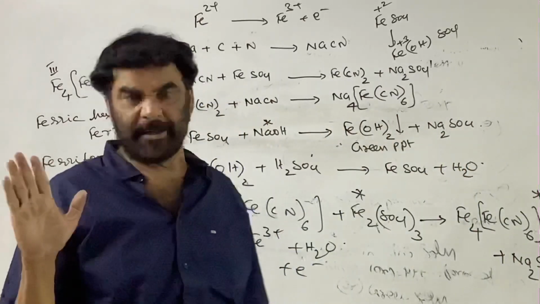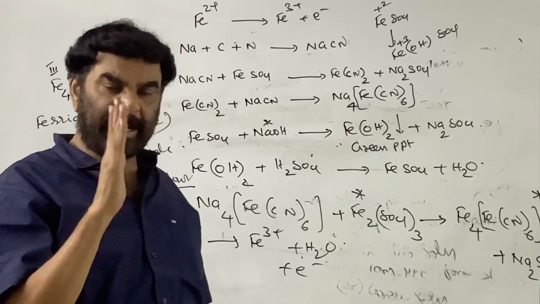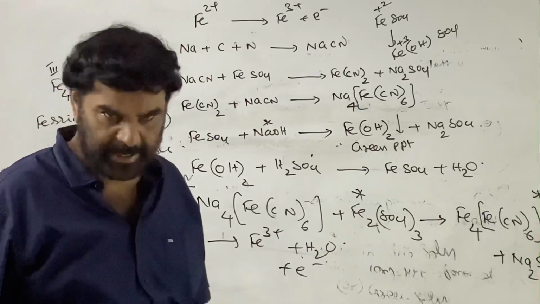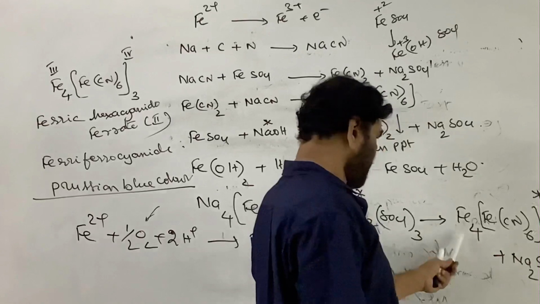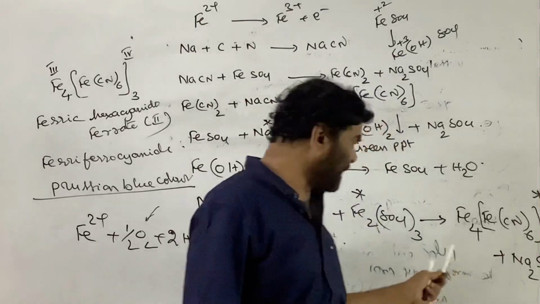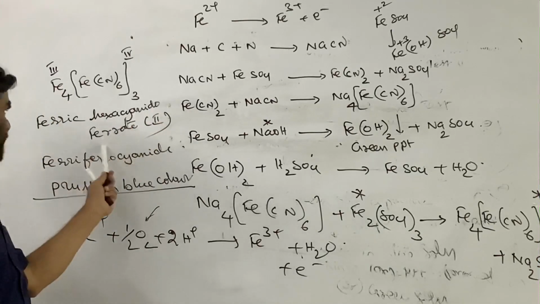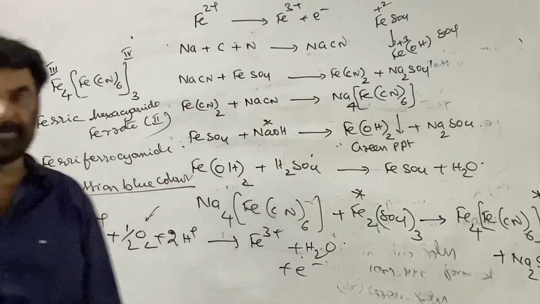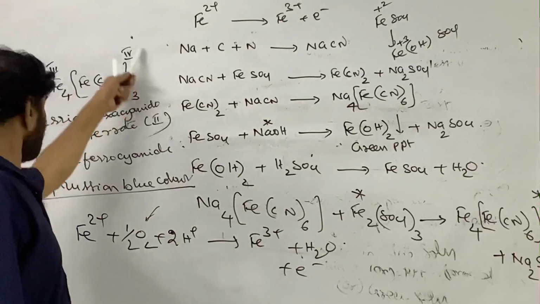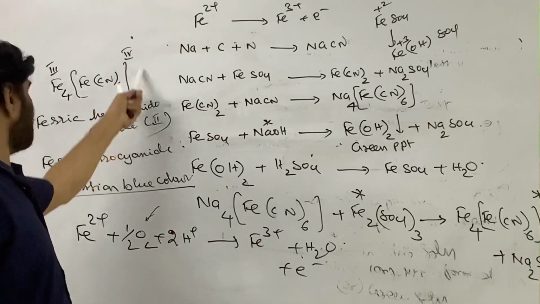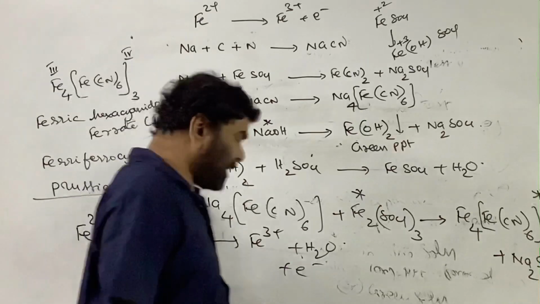So ultimately, during the Lassaigne's extract preparation, the nitrogen part is converted into cyanide. That cyanide is finally detected in the form of ferrocyanide. Ferric hexacyanoferrate(II) complex is formed. That is responsible for the Prussian blue color. If the concentration of this is very, very low, instead of the Prussian blue color, it shows the green color also.